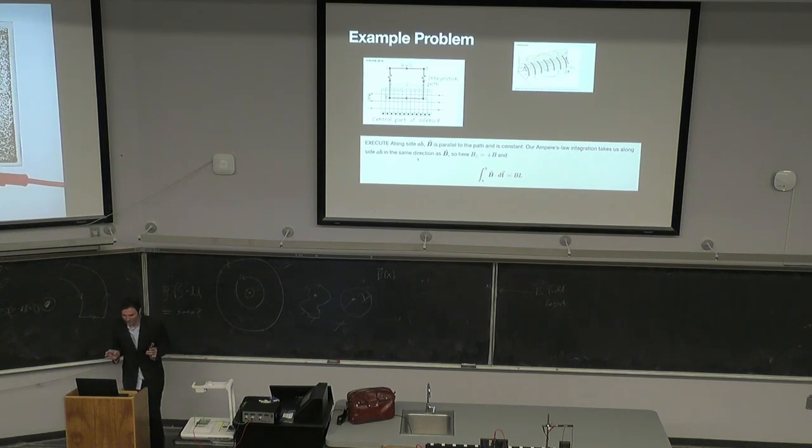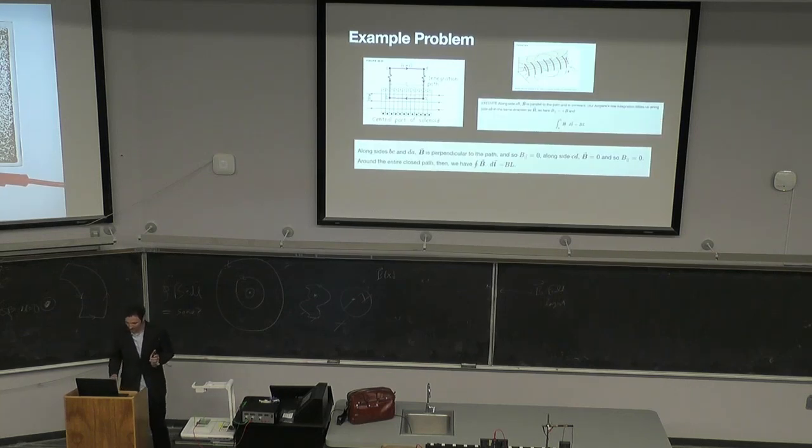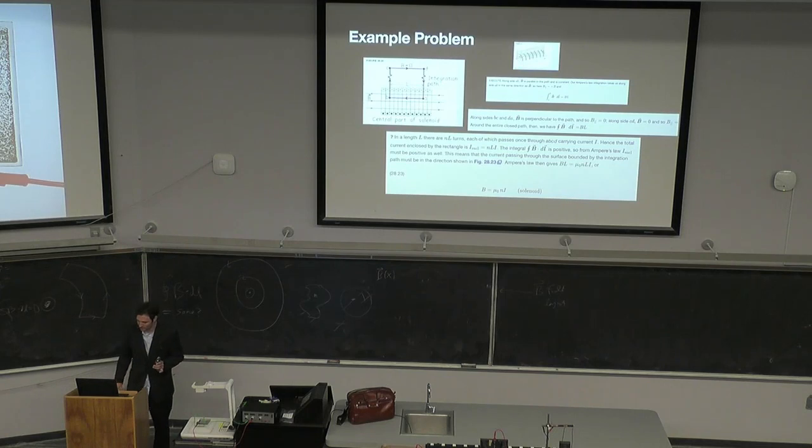So then alongside AB, this path here at the bottom of that drawing, B is parallel to the path and constant. Our Ampere's law integration takes us along the side AB in the same direction. So here B parallel is positive, and B dot dL is just BL. And then along sides BC and DA, B is perpendicular to the path, so B parallel equals zero. Alongside CD, B is zero, and so B parallel is zero. So for the entire path, the only part that contributes is the first side that we did, side AB, which gives us BL as the result.